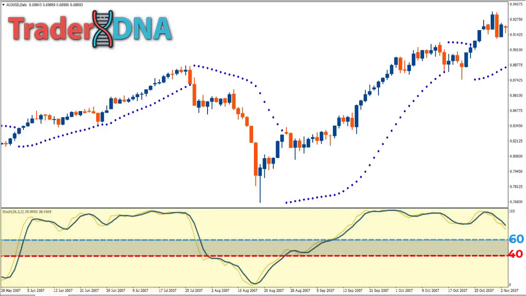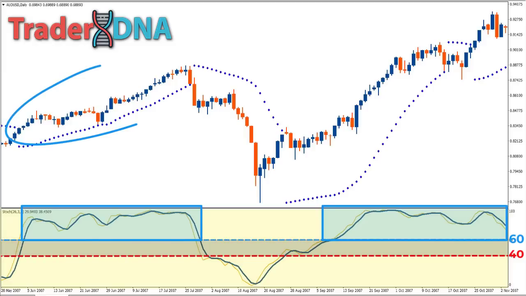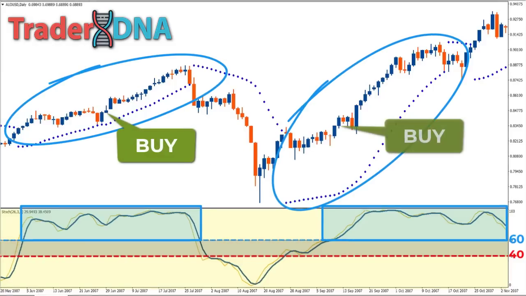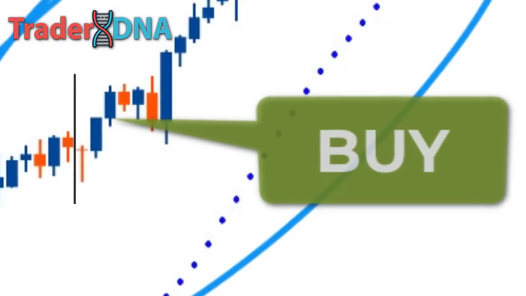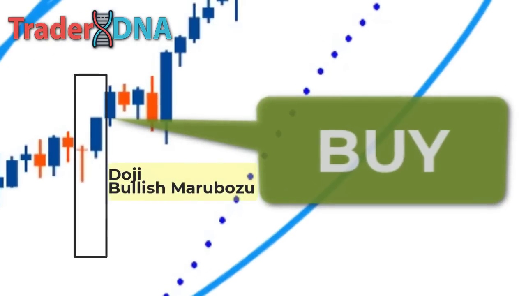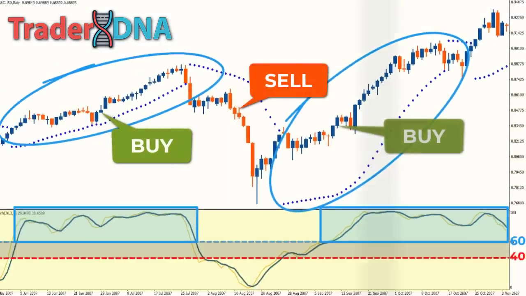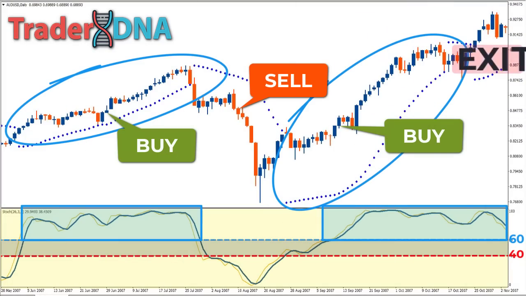In this chart you can see how precisely the stochastic seems to signal trend markets. First, the stochastic confirms a long uptrend when it increases above 60 and stays there for an extended period. When the price is above the SAR, we only look for potential buy trades. The SAR is our trailing stop loss.